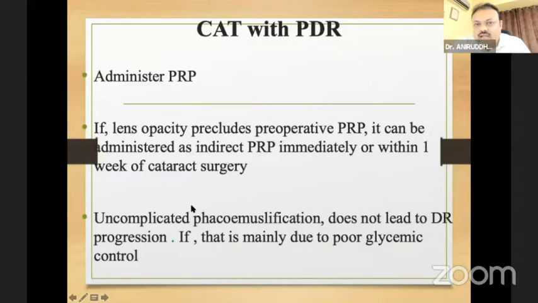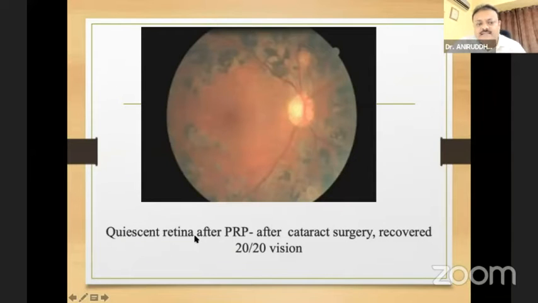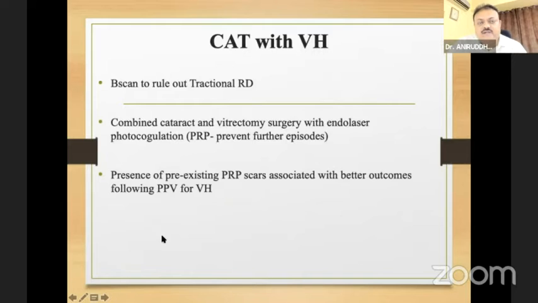So coming to the first scenario, cataract with PDR, when the visibility permits, we have to administer panretinal photocoagulation. But if the lens opacity precludes a preoperative PRP, it can be administered as an indirect PRP immediately or within 1 week of cataract surgery. Uncomplicated phacoemulsification generally does not lead to diabetic retinopathy progression. And if it does, it is mainly due to poor glycemic control. Now, this is an example where the quiescent retina after PRP and cataract surgery can recover up to 6/6 vision as well.